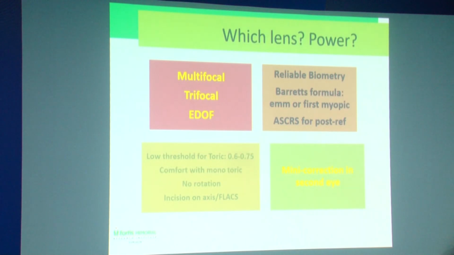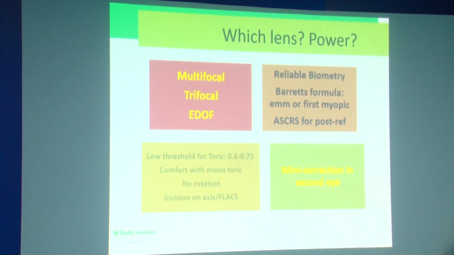And some of the multifocals have a very small landing zone. And actually, they advise you take the first hypermetropic, the first plus 0.1, 0.2. So it depends on your lens. And I discuss with the company people as well. I'm very particular about the biometry. I find Barrett's 2 is an excellent formula, and the ASCRS for post-refractive surgeries is again a very good formula to use.